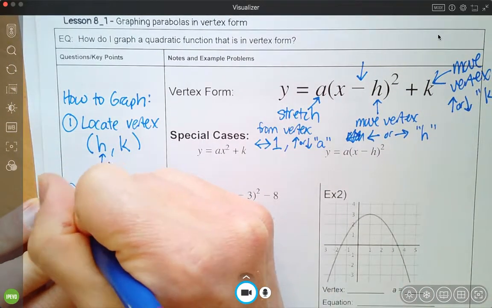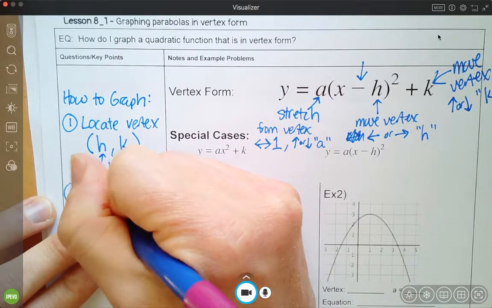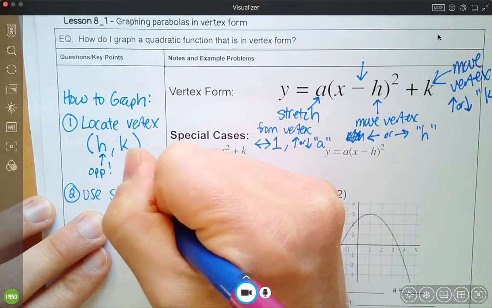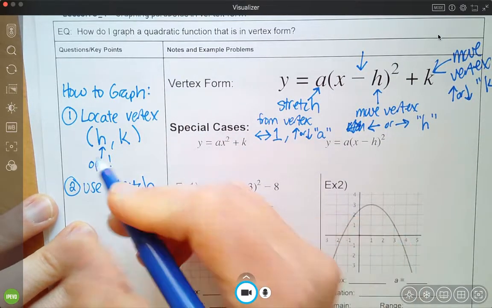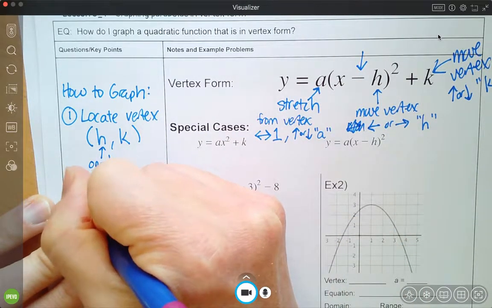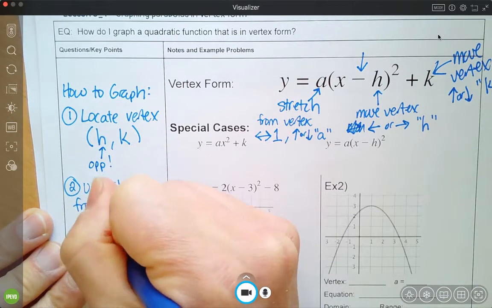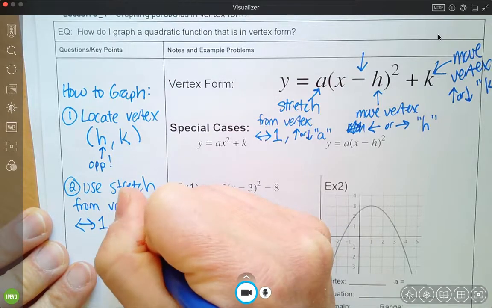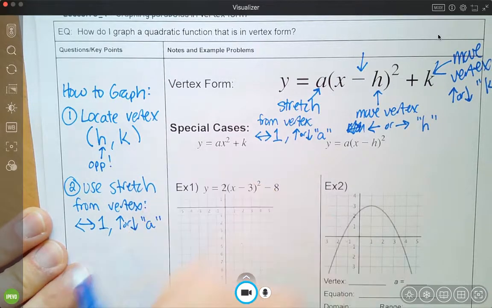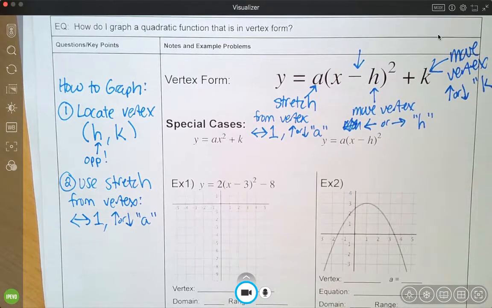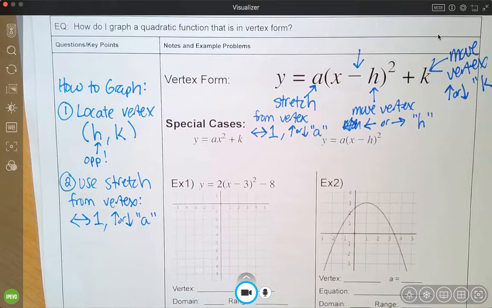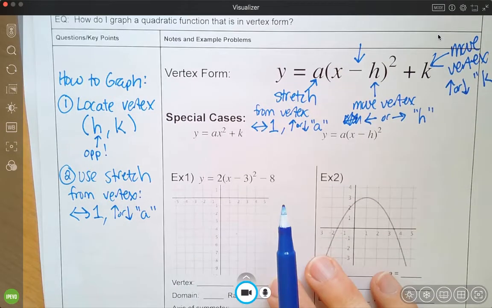And then the second thing you do is use the stretch to find more points. So again, I'm going to write it again. We're going to go from the vertex. You're going to go over one in both directions, and then you're going to go up or down A. We go up if it's positive, we go down if it's negative. Y'all, that is it. That is it for this lesson. Now, we haven't done any examples, but it's not complicated. It is new, though, so it's going to feel weird at first, but I promise you will get it.